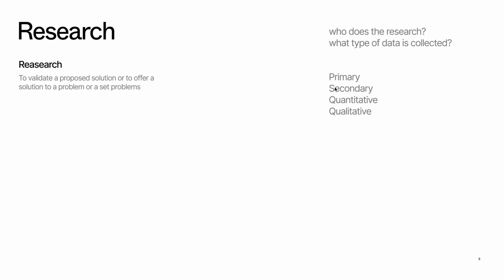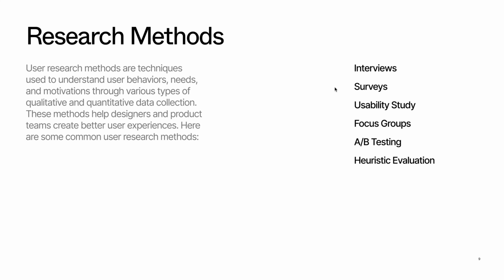So those are what you need to know about who does the research and what type of data is collected. For the research method, we have different research methods: interview, survey, usability study, focus groups, A/B testing, and heuristic evaluation. Some of these are primary, some are secondary, some are qualitative, and some are quantitative. An interview will fall under primary and qualitative research because it is done by you and it answers a lot of questions around what exactly is the challenge, how are you feeling.